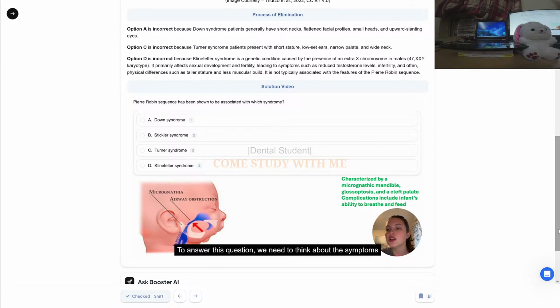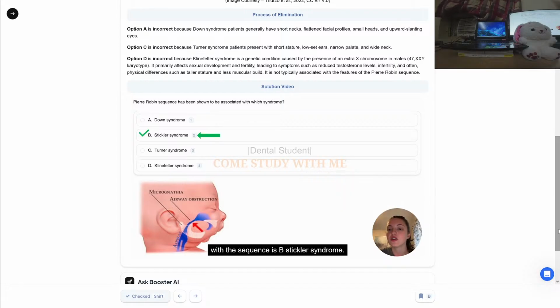To answer this question, we need to think about the symptoms and physical features seen in these other syndromes. One of these syndromes often presents with similar facial abnormalities as are seen in the Pierre-Robin sequence, and the presence of this syndrome is also known to predispose a developing fetus to the Pierre-Robin sequence. The syndrome that is associated with this sequence is B, Stickler syndrome.